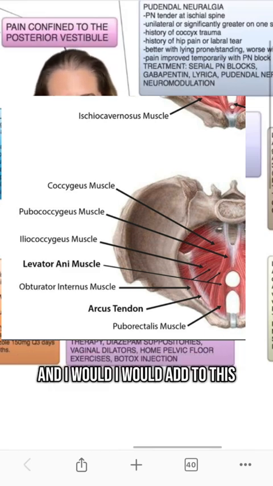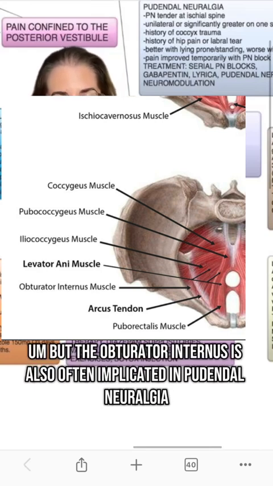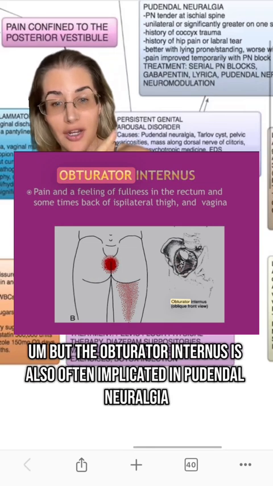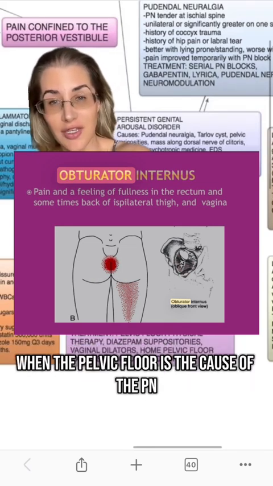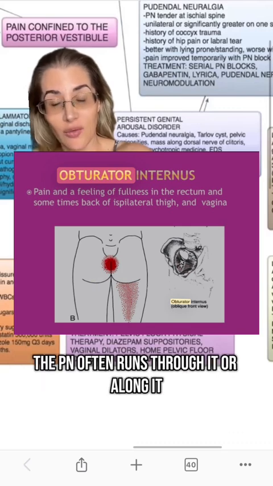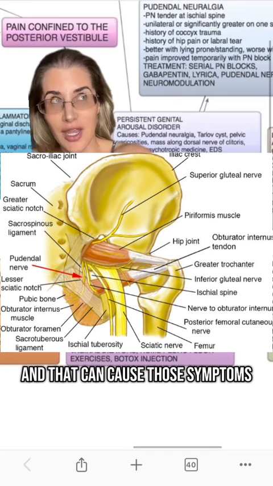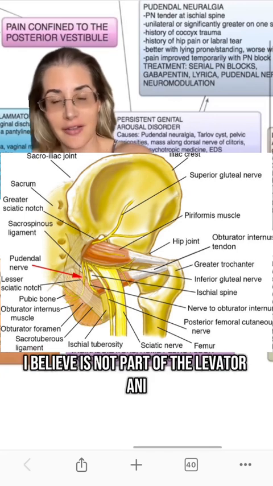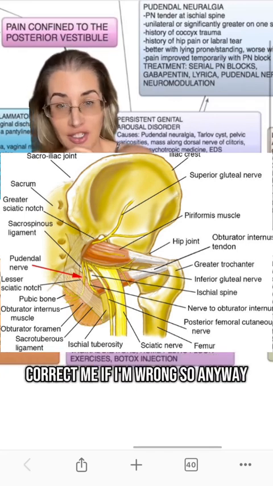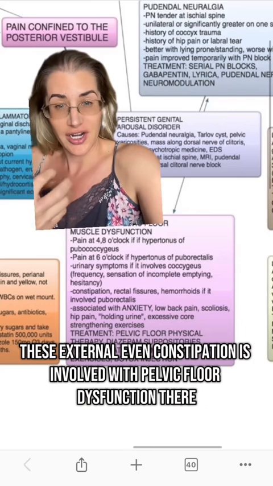And I would add to this, and I can put my sources if you ask me for them, but the obturator internus is also implicated in pudendal neuralgia. So when the pelvic floor is the cause of the PN, that muscle being hypertonic, the PN often runs through it or along it, and that can cause those symptoms. And the obturator internus, I believe, is not part of the levator ani. Correct me if I'm wrong. So anyway, rectal fissures, hemorrhoids, even constipation is involved with pelvic floor dysfunction there.